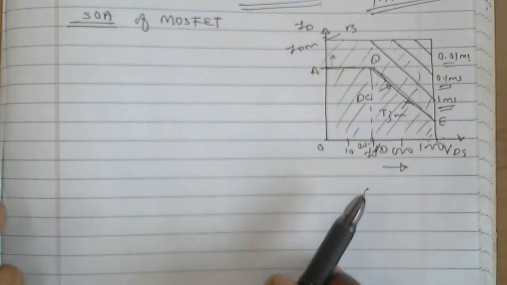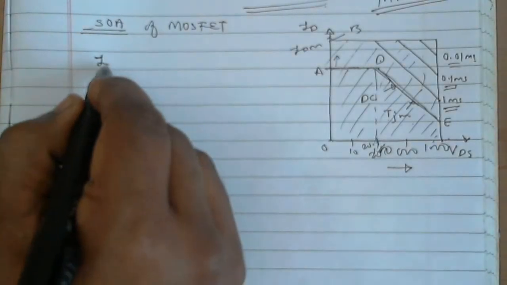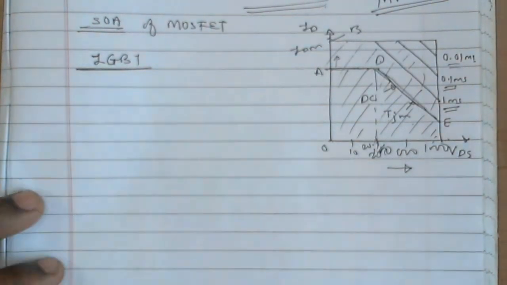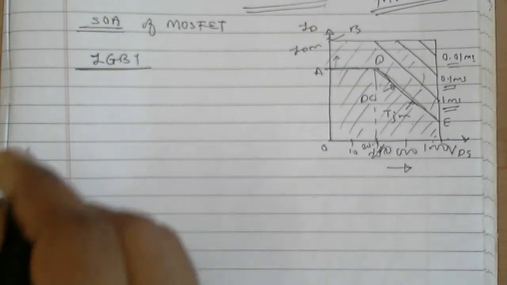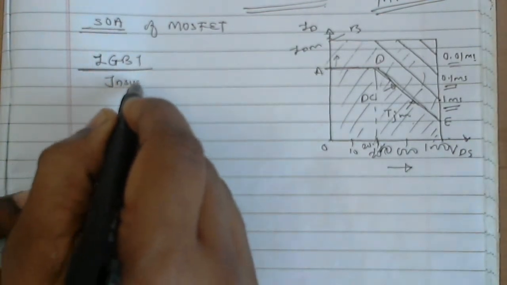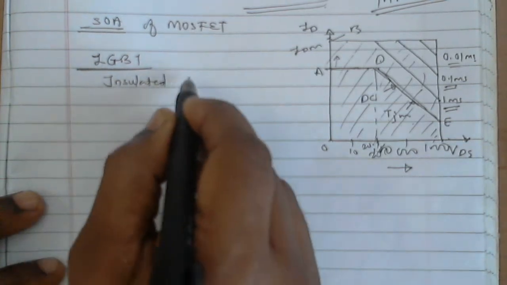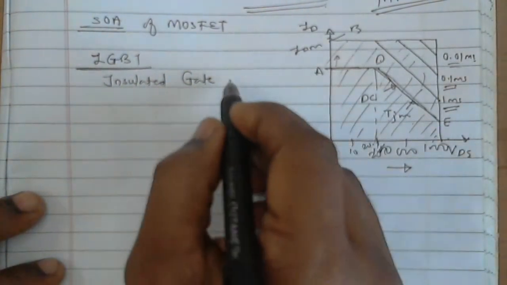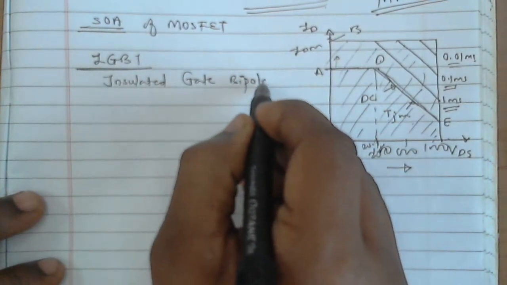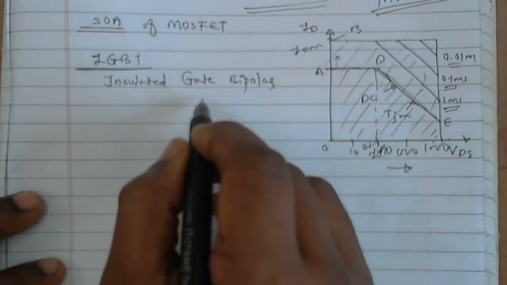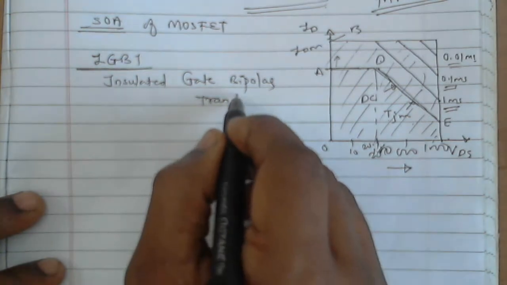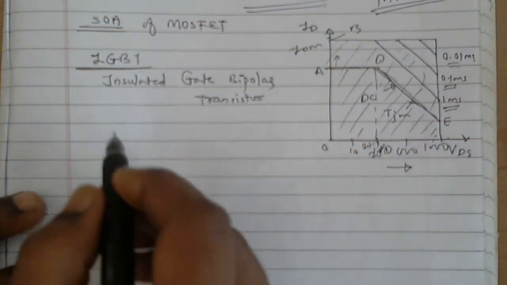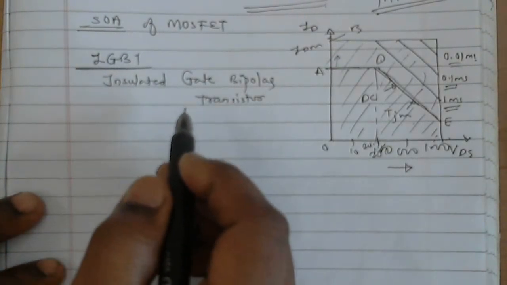Now let's start a new device, that is the IGBT. Its full form is insulated gate bipolar transistor. Insulated gate is one property: the gate is insulated. Bipolar is another property: it is a bipolar device. It is also a type of transistor. BJT, MOSFET, third is IGBT.